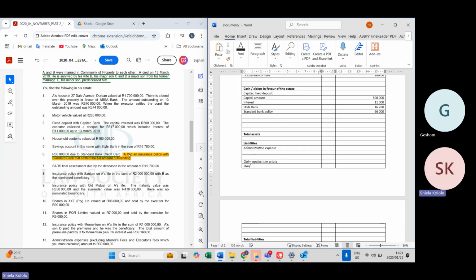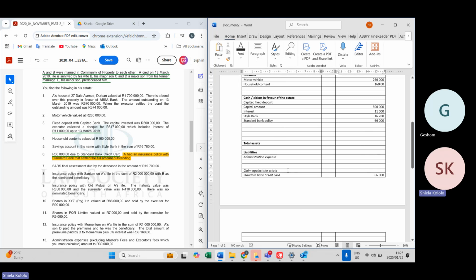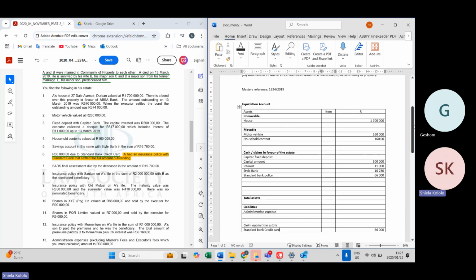So you're going to have your Standard Bank credit card loan, and then you have the same 66,000 here. Sometimes they will give you, let's say, A had an insurance policy with Standard Bank that paid out 40,000, and then they say 30,000 due to Standard Bank credit card. So you know you are going to have your 40,000 here and then the 30,000 here. You must always bear in mind the differences in the amount. It will not always be that it's settling the full amount. Sometimes it might just be a partial loan.